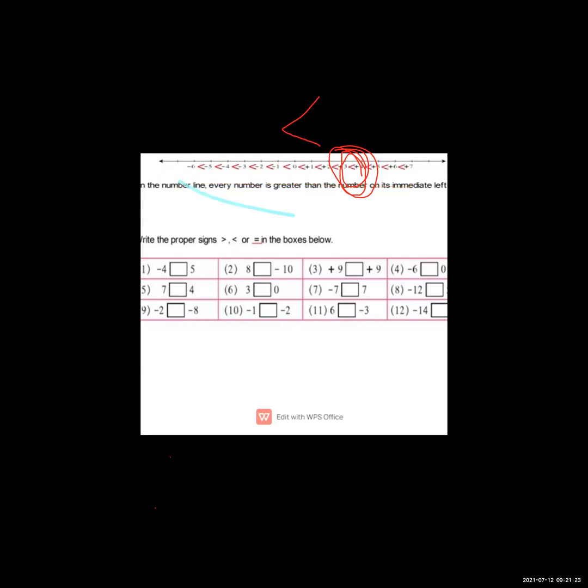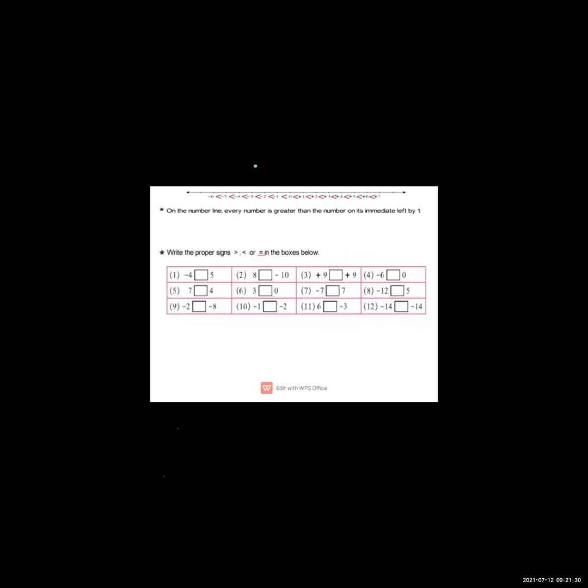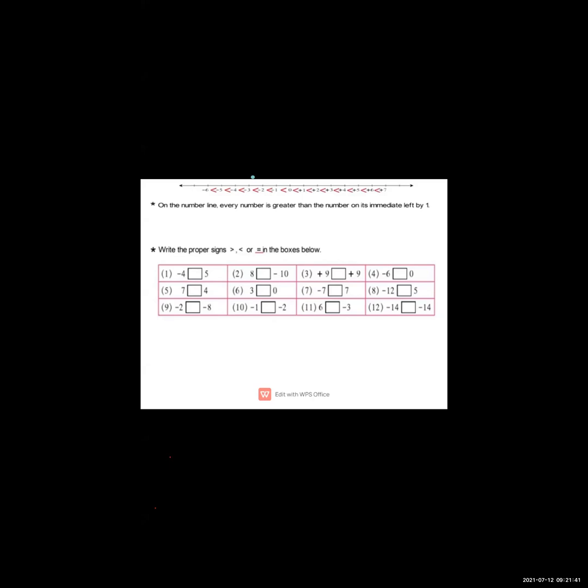Let me explain you again in the form of this, okay. On the number line, every number is greater than the number on its immediate left by 1. What does it mean? The same, what I told you, it means the same sentence. So this is the number line, okay. On the number line, every number is greater than the number on its immediate left. Left means this is your left side, okay.